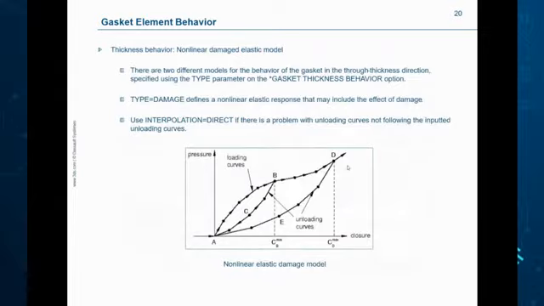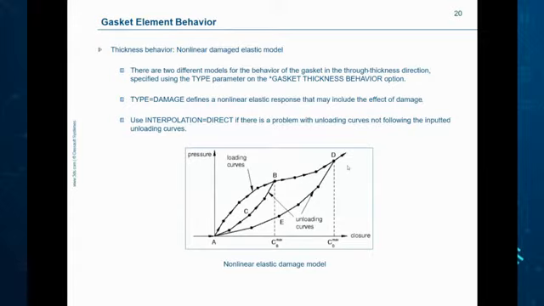All right, so I've said that we can have this complicated thickness behavior. What exactly is that and how do we define that? Well, the key word for it is called gasket thickness behavior. And we have two basic types. One type is called type equals damage. And this defines a nonlinear elastic response that may include the effect of damage.